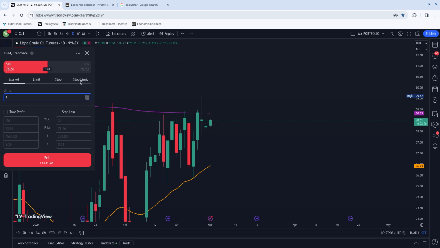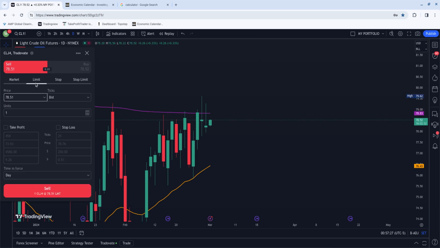Remember, we only do a sell limit if the price that we want to enter is above the current price, so 78.51 to 78.83, or a stop if we're going to sell when the market's below the current price. So since the price where we want to enter is above the current price, we will enter as a limit order. Then we have the price here. We'll change the price to 78.83.